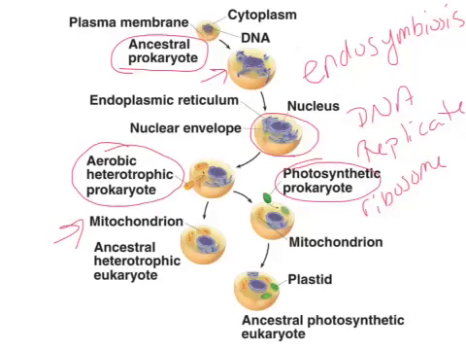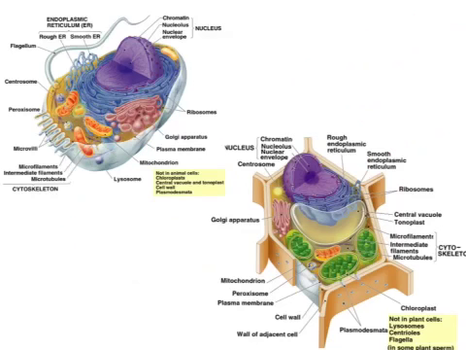Eukaryotic cells. So both plant and animal cells would be eukaryotic cells. Remember how to spell that. If you have trouble, remember you have eukaryotic cells. Some people still mix up prokaryote versus eukaryote. So you have eukaryotic cells.